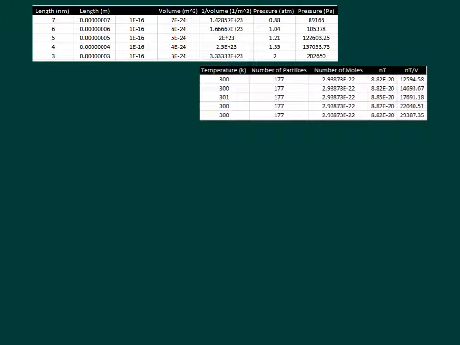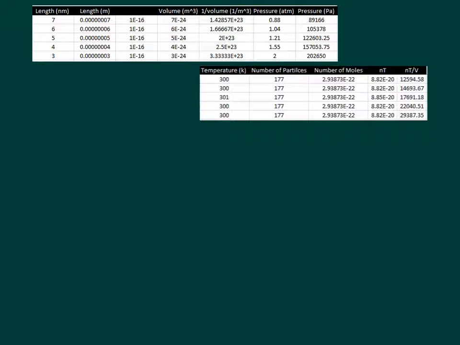I then took the inverse of the volume because, as you remember from the previous graphs, I wanted to look at the relationship between volume and pressure, and the inverse of volume and pressure. There you can see I measured pressure in atmospheres and then converted to pascals. Remember that conversion is that 1 atmosphere is about 101,325 pascals. And so those are all the conversions.